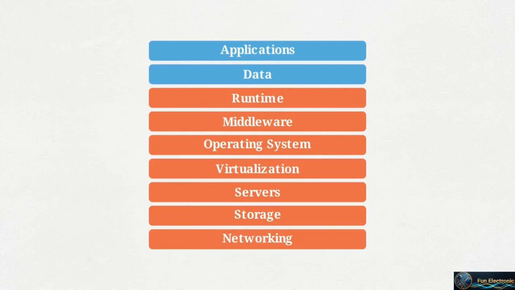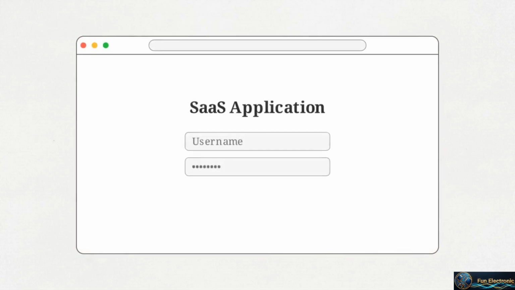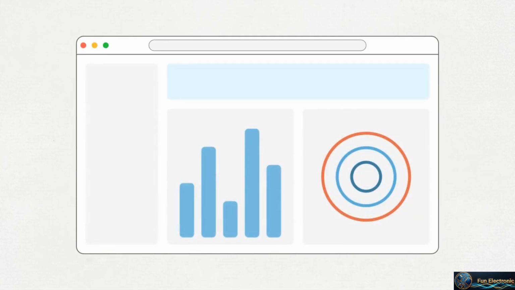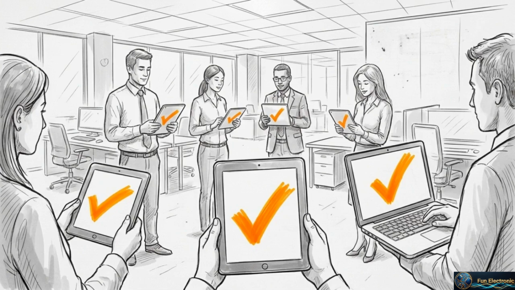Finally, software as a service, or SaaS, is a fully managed turnkey application accessed entirely over the internet. You just pay a subscription fee. You access a finished product through a web browser, and your IT team performs zero infrastructure maintenance. The outcome is instant deployment. SaaS provides universal accessibility and delivers immediate value for non-technical users across your entire organization.